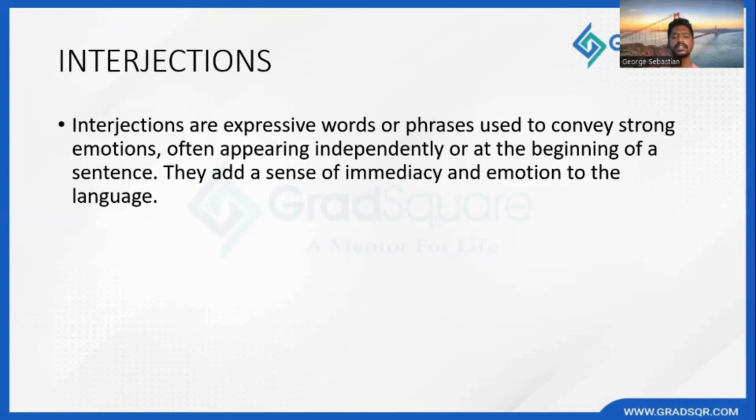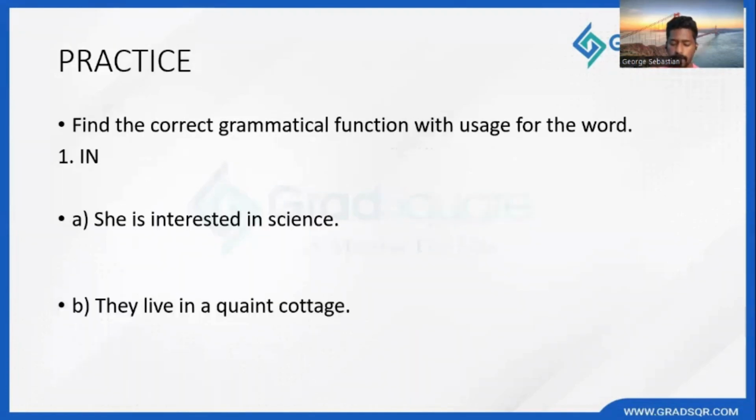So basically, interjections are expressive words or phrases which are used to convey strong emotions. Words such as alas, hooray, etc. all come under the category of interjections. So now moving on. Now we have a very basic understanding of what parts of speech are and how they function in a given sentence.